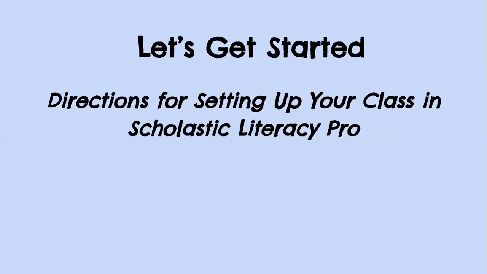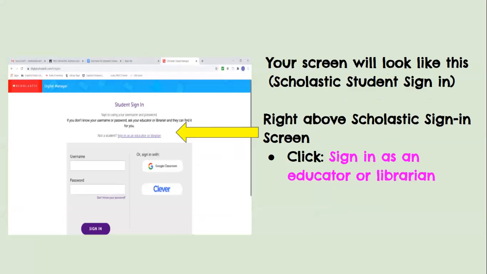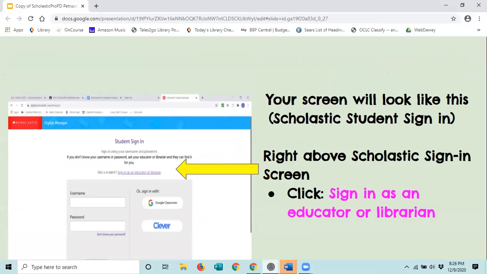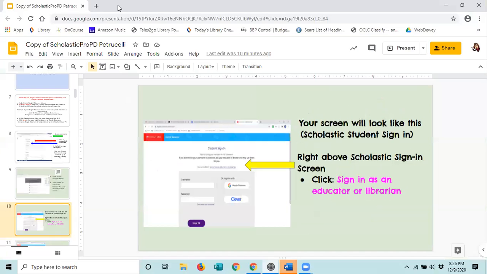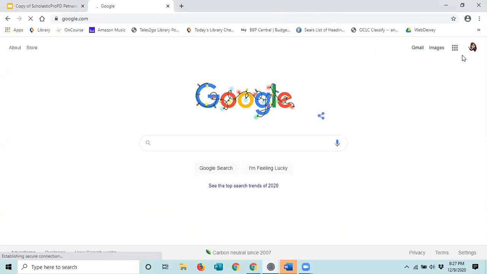So let's get started. Here you're going to follow the directions for setting up your class in Scholastic Literacy Pro. The first thing we're going to do, and I'm going to do this with you now, is open a new tab in Google. Make sure that you are signed in to your Cranford Google account. You can do this simply by checking the icon in the top right-hand corner.